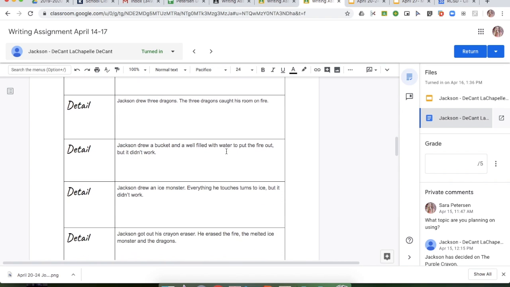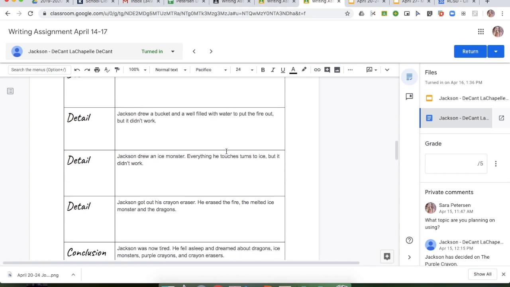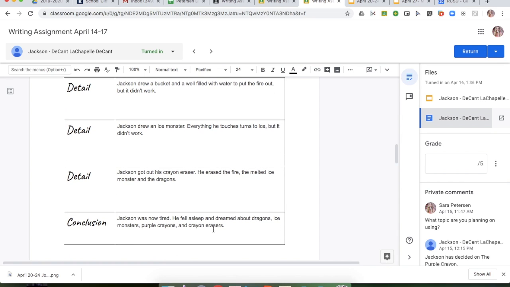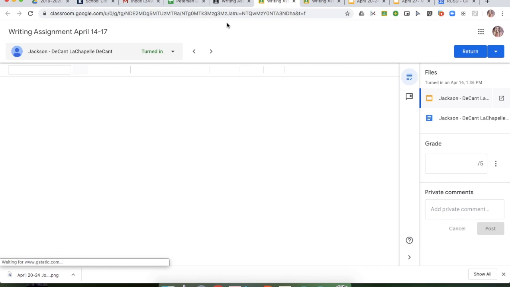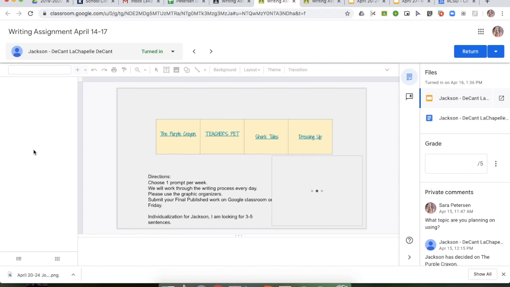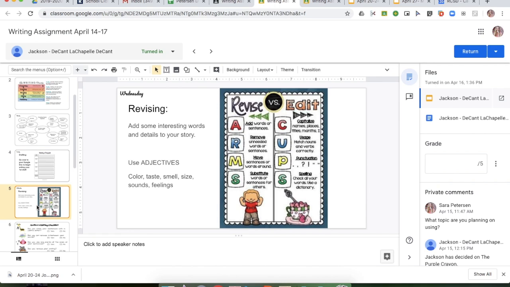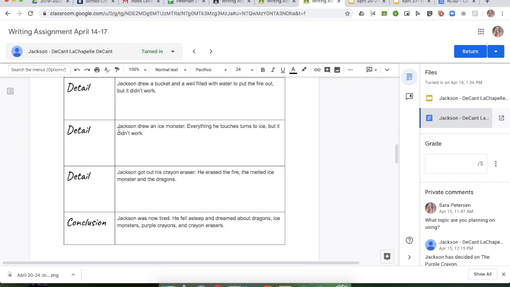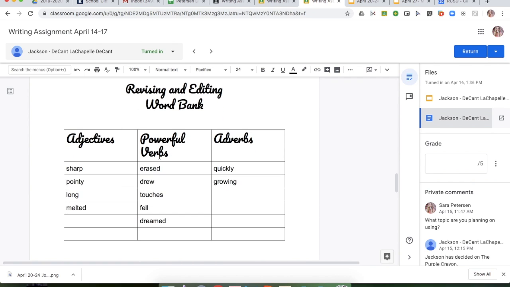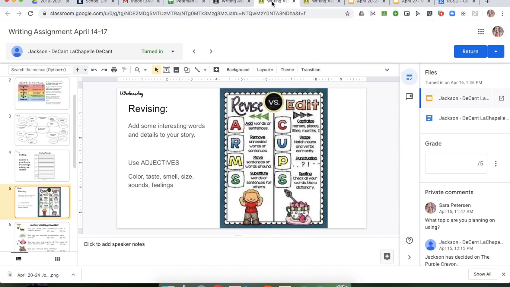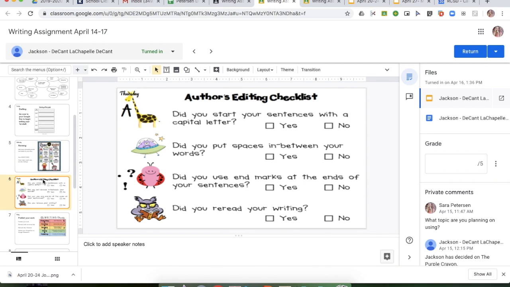Now, this doesn't have to be perfect. This is your first draft. So he just added all of his details that he came up with on his web, added a conclusion sentence, and then went over to his next day where he started to revise. He started adding adjectives. He thought about things like color and taste and sounds and all sorts of things. So he threw tons of words into this word bank so that he could make his writing even better.